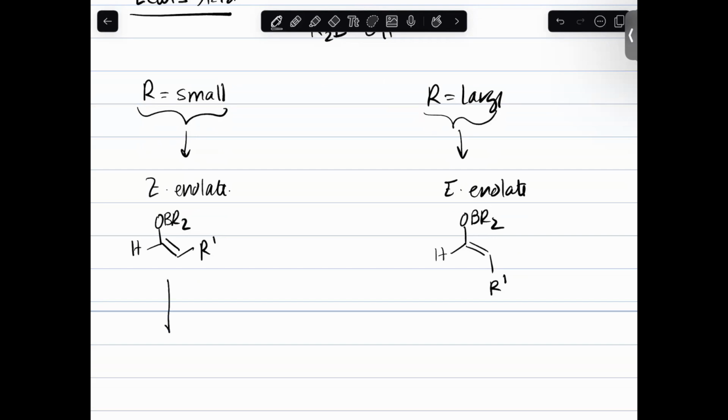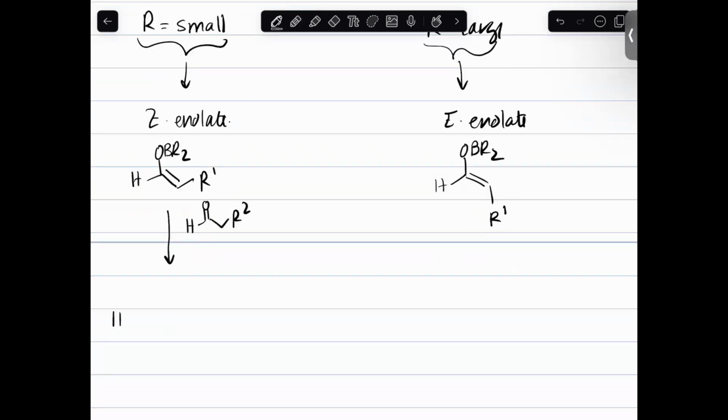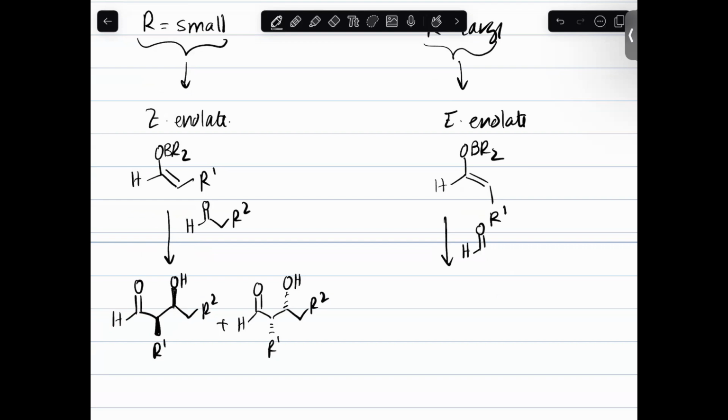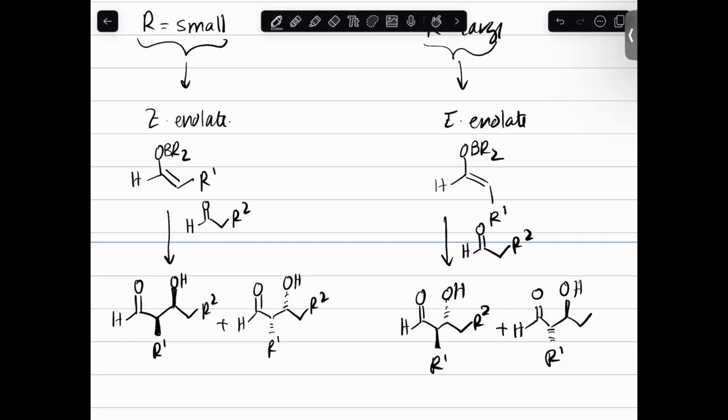Now, when you introduce a carbonyl compound as your electrophile, the Z-enolate will always give you the two syn products. And by the two syn products, I mean the wedged syn products and the dashed syn products. Whereas the E-enolate, in the presence of your carbonyl compound, will give you the anti-products, and both anti-products. And so let me draw these out for you. And so there are our four possible products.